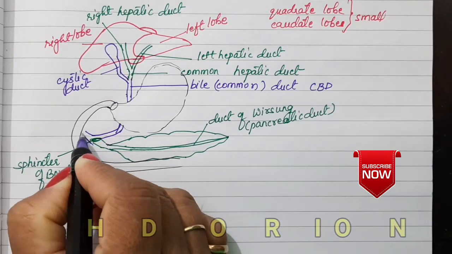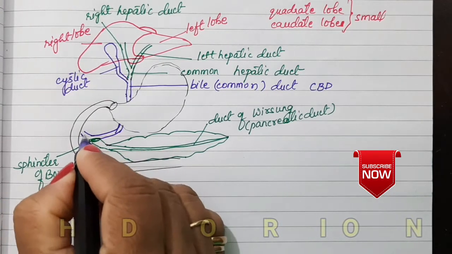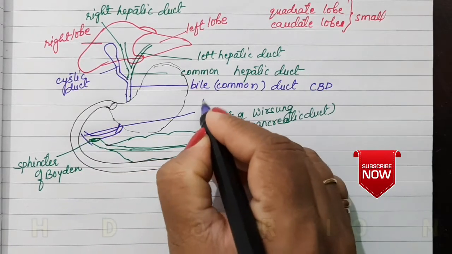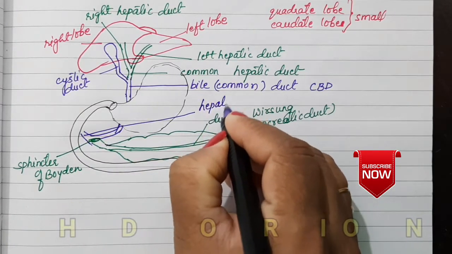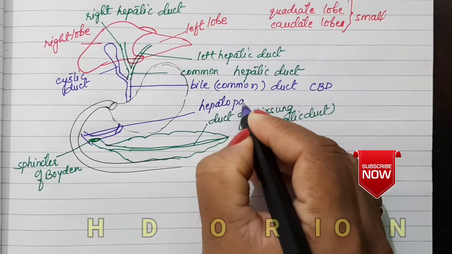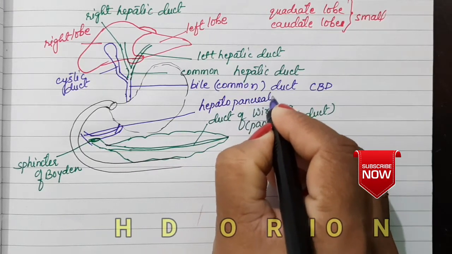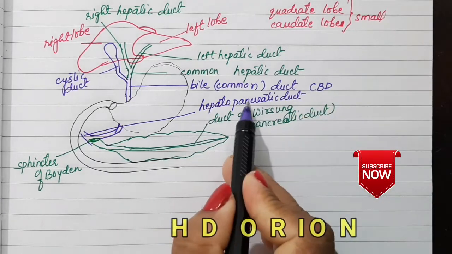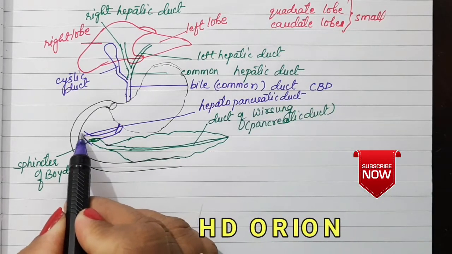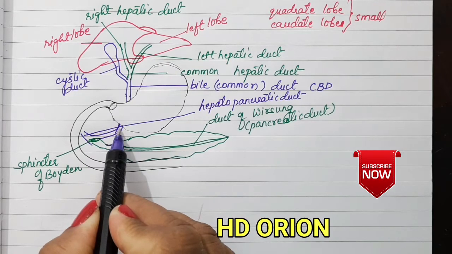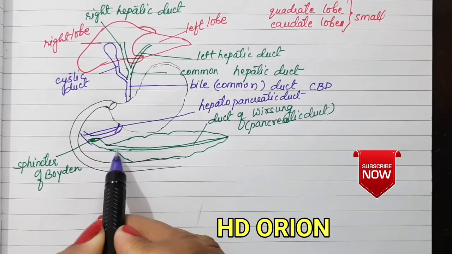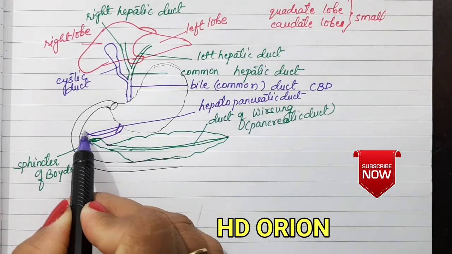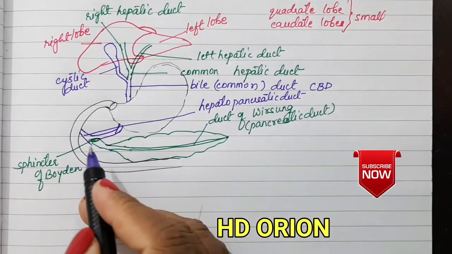And this common hepatopancreatic duct, I'll write over here, this is the hepato. The hepato word is for the liver, pancreatic duct for the pancreatic duct, that comes from the pancreas. Hepatopancreatic duct. Now this is one common duct, and this is bringing the bile juice from above, and this is the pancreatic juice from here, and they will open up into this portion of duodenum.